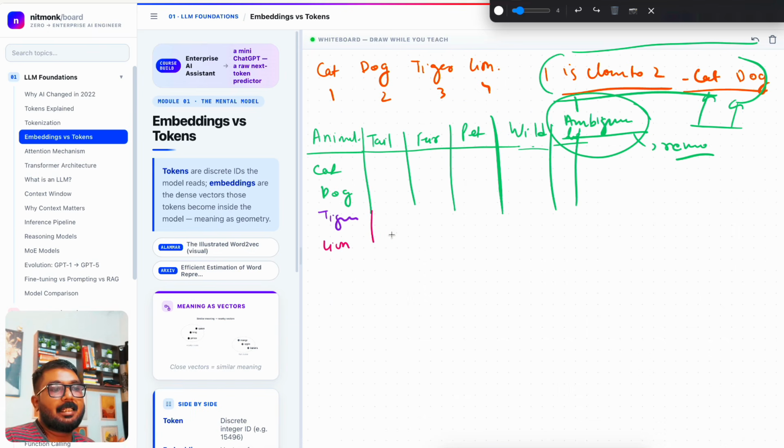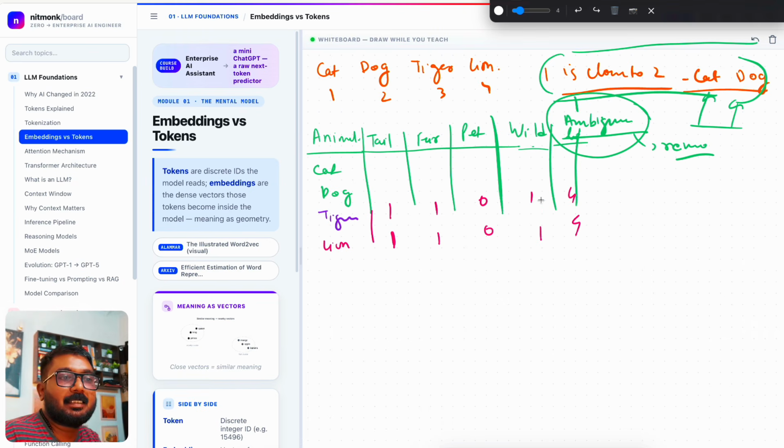Now if I say lion has a tail, yes. Fur, yes. Pet, no. Wild, yes. Lion has 4 legs. So you see, this is the way I can represent lion in terms of very basic properties, represented in numbers. Lion has a tail, lion has fur, lion is not a pet, lion is wild, lion has 4 legs. Same goes for tiger. Tiger has a tail, tiger has fur, tiger is not a pet, tiger is wild, tiger has 4 legs, right?